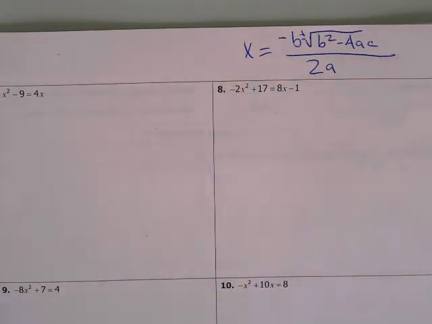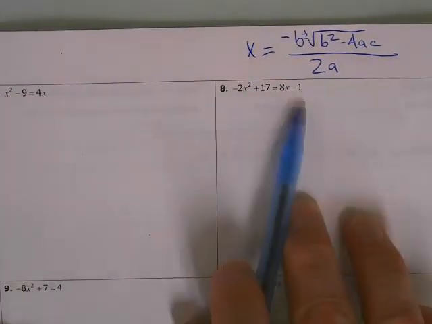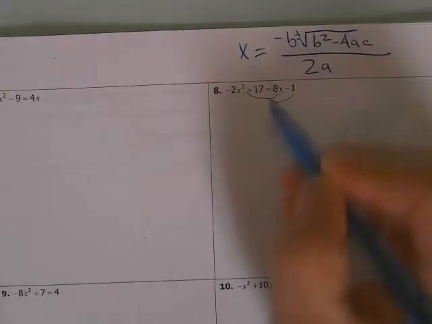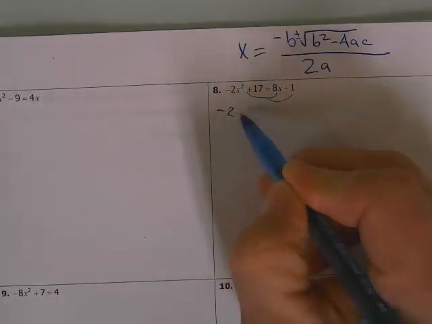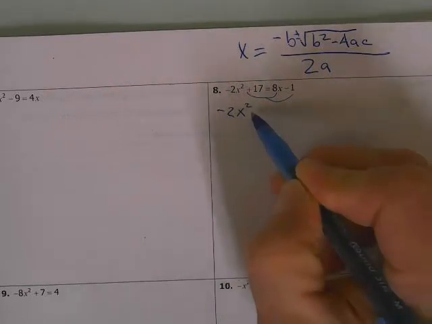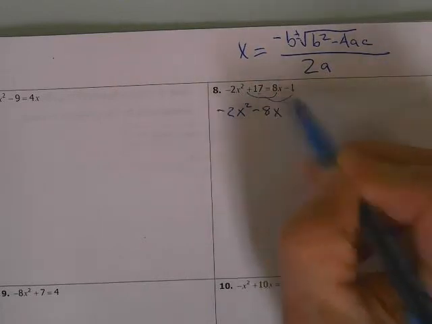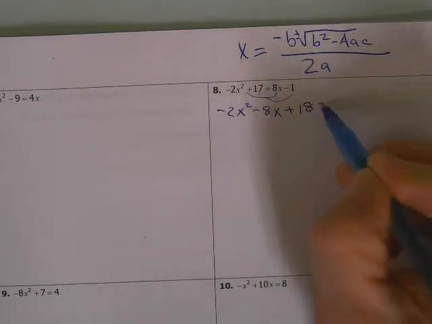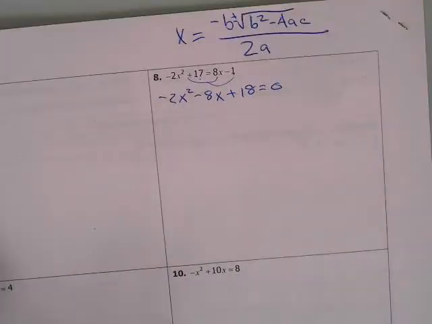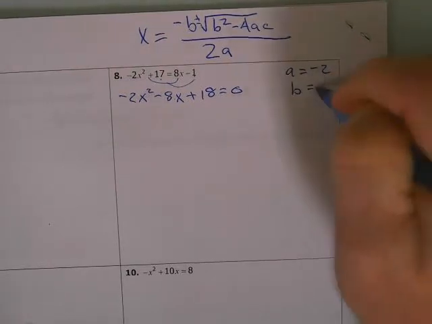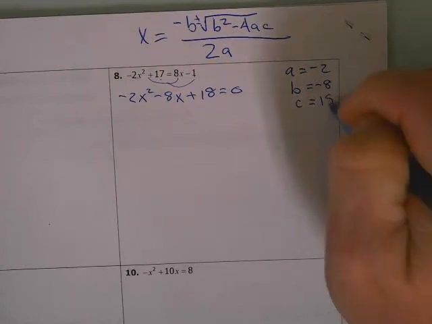Okay, so this one is a little more complicated. It's not that it's harder. So obviously it's not in standard form, so we have to rewrite it. We subtract 8x from both sides and add 1 to both sides. So that leaves the new equation negative 2x squared, minus 8x, and 17 plus 1 is 18 equals 0. A is equal to negative 2, B is equal to negative 8, and C is equal to 18.